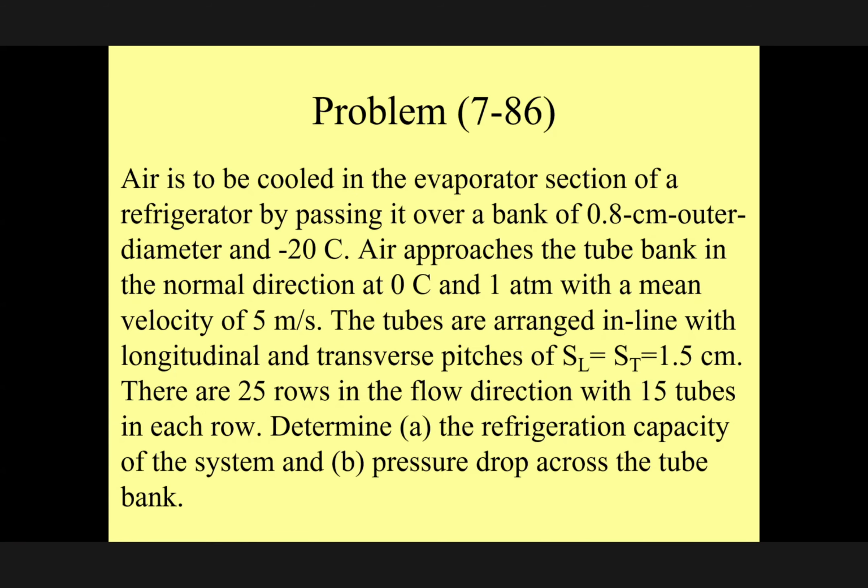Okay, therefore, we need to calculate the capacity of the refrigeration system. It simply means trying to calculate how much energy has been transferred from the air to the tube, okay? We have the air coming to the evaporator section of the refrigerator, passing over a bank of tubes. The temperature of the tube is -20. Air is coming in with a temperature of 0 and a velocity of 5 meters per second.